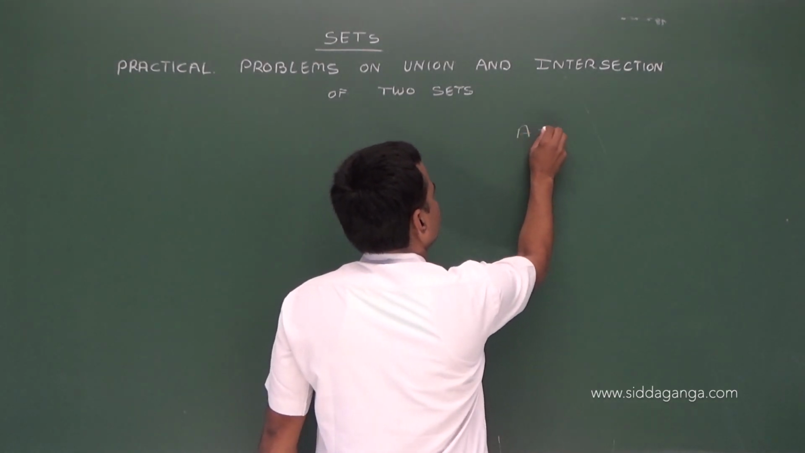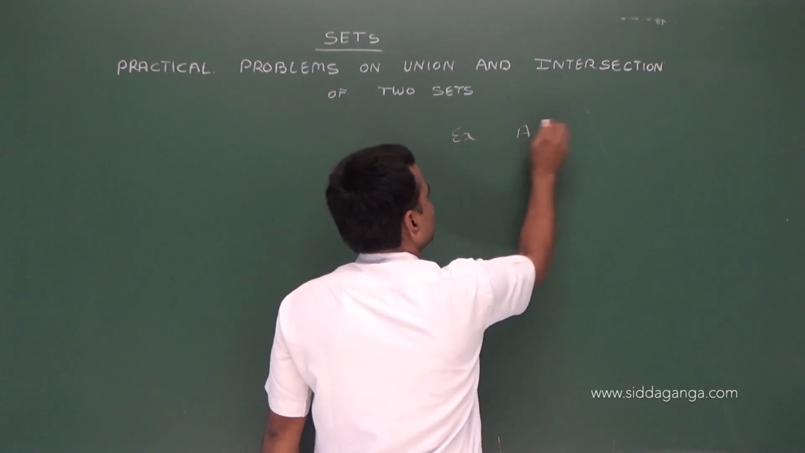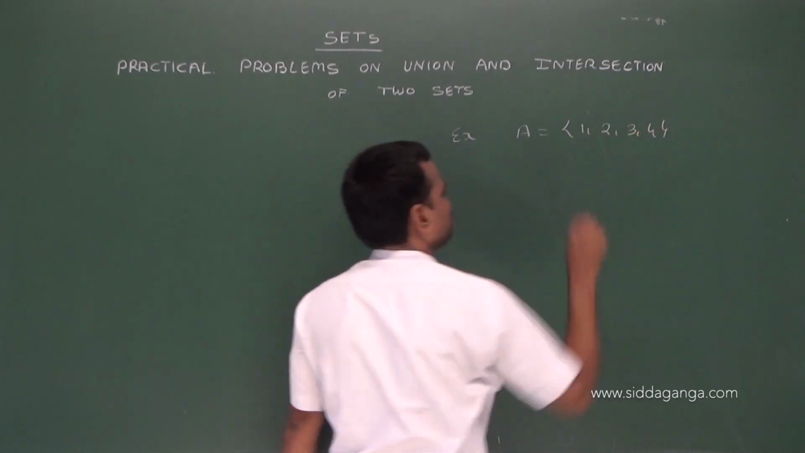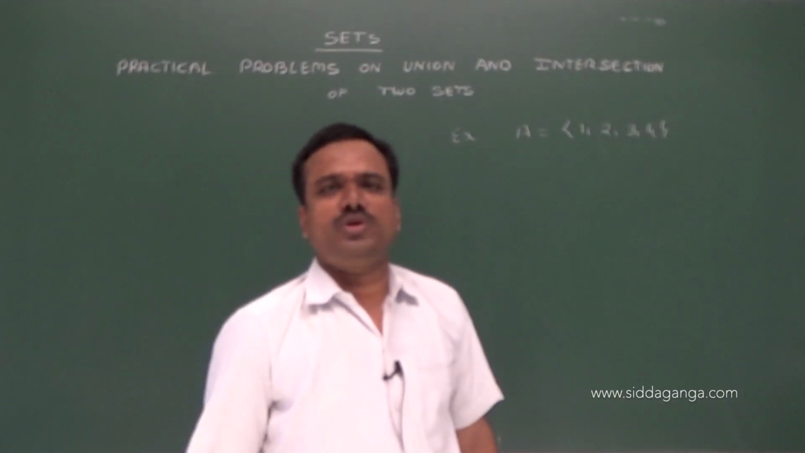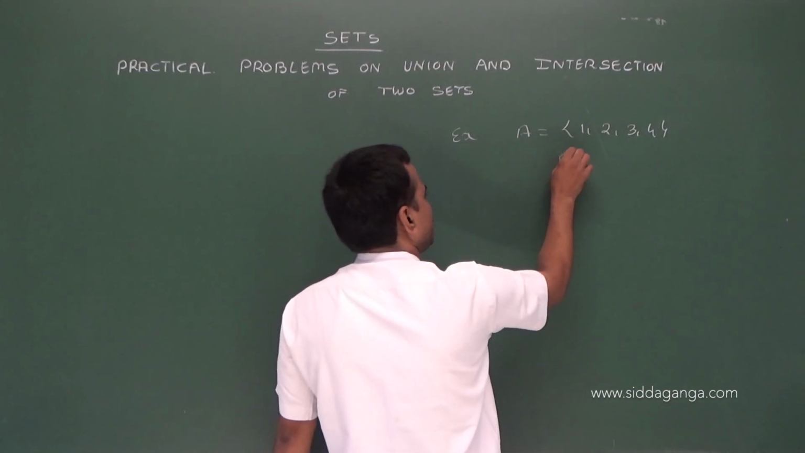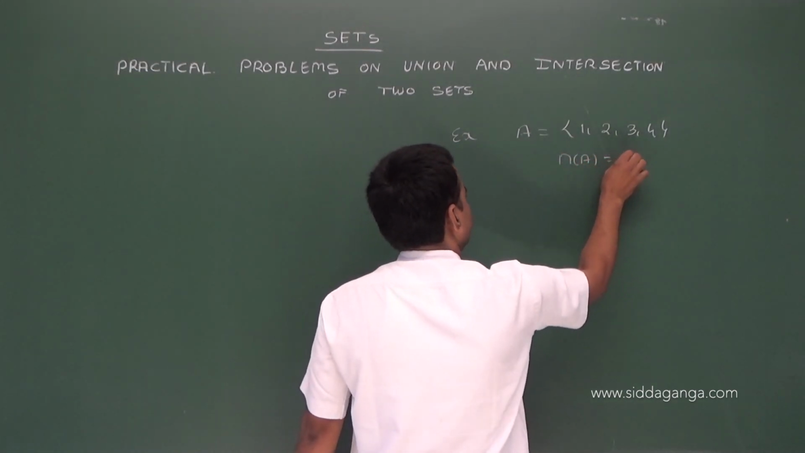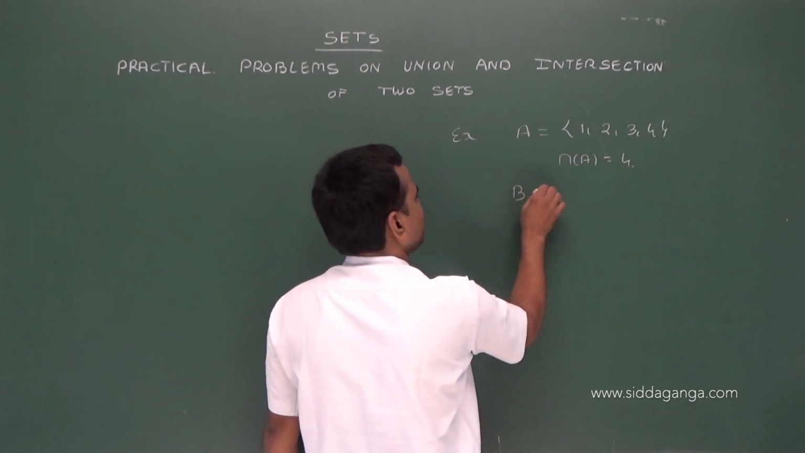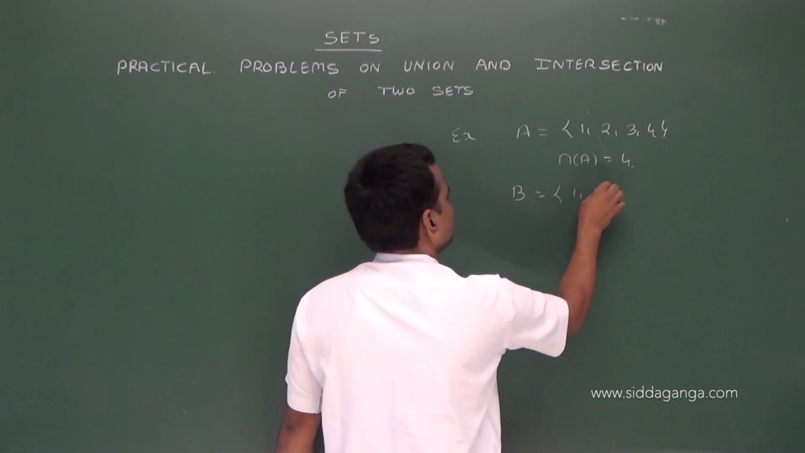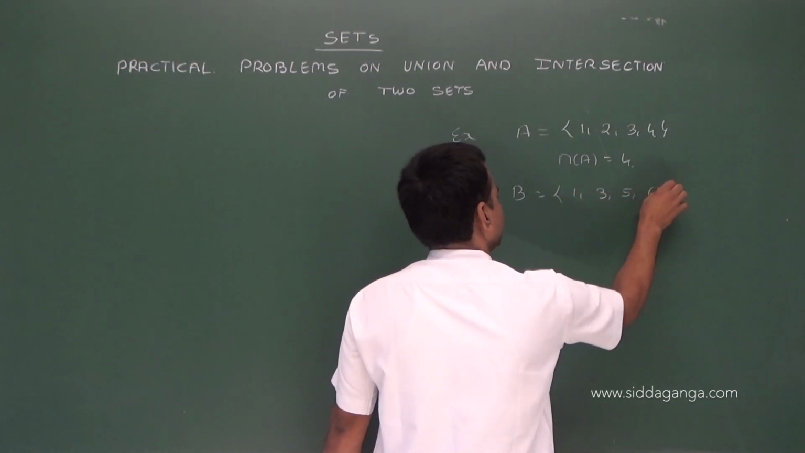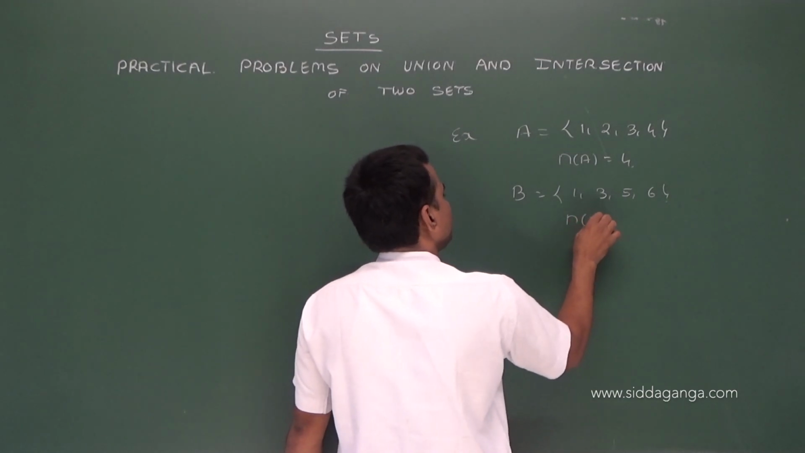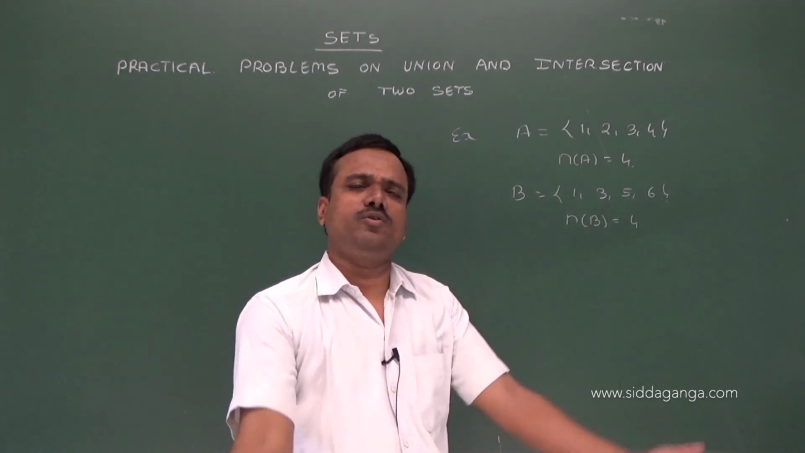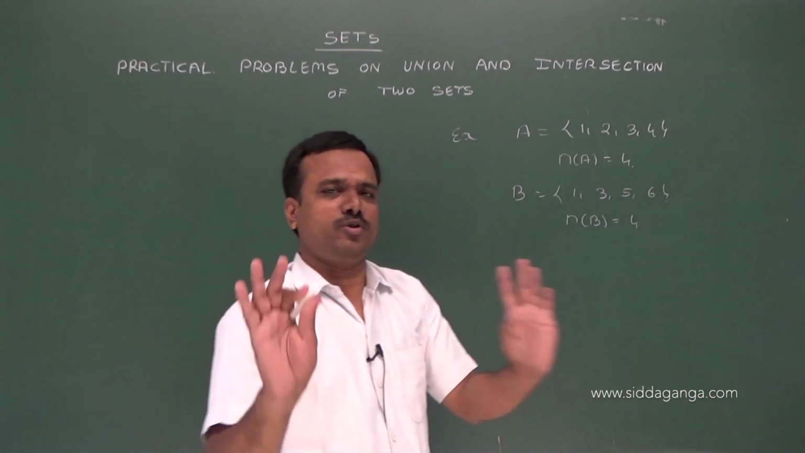Observe here. Let set A have some elements 1, 2, 3, 4. So the total number of elements, n of A, is equal to how much? It is 4. One more set I take, B. It has some elements 1, 3, 5, 6. n of B is how much? It is also 4. Not only 4, you can take 5 elements, 6 elements, whatever you want.